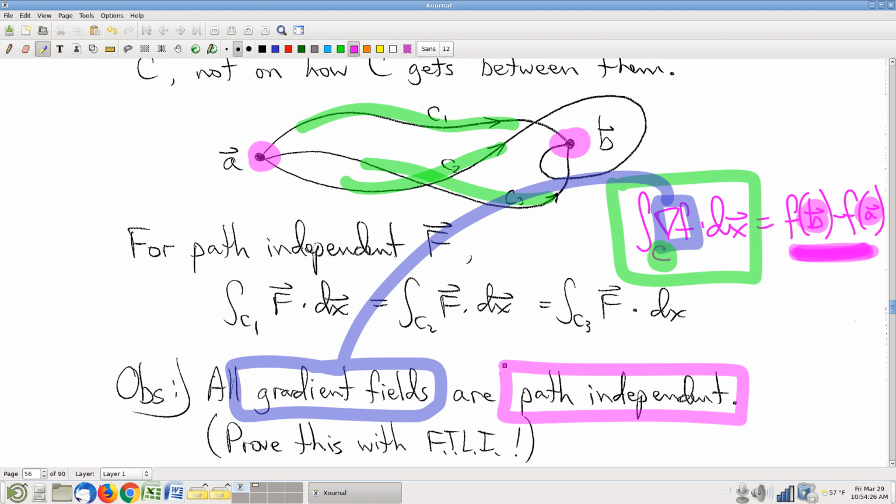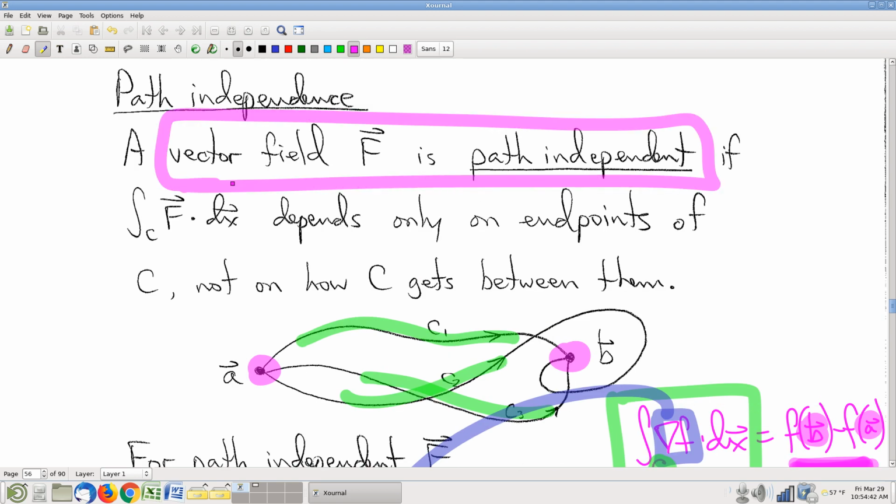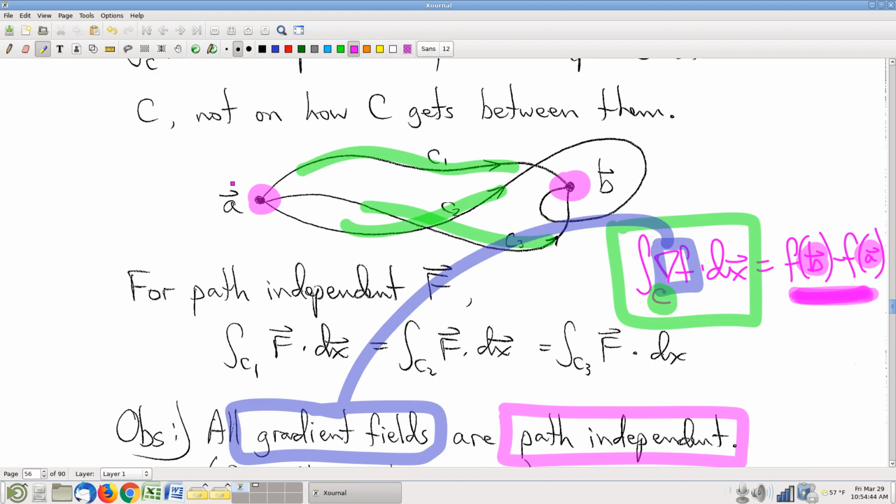Okay, so I think this is a wonderful little mini discussion. I think this is a really big idea. I want to encourage you all to spend time thinking about and digesting this idea that path independence, this feature of a vector field, is very closely wrapped up with the idea of the fundamental theorem of line integrals and gradient fields. A lot of good ideas to digest here.